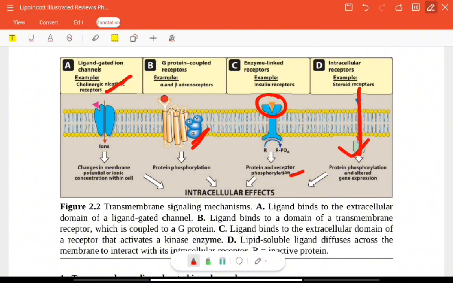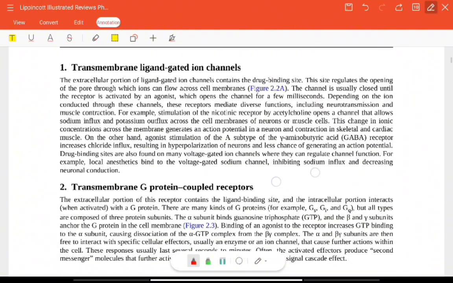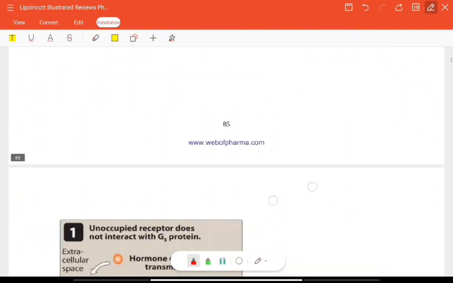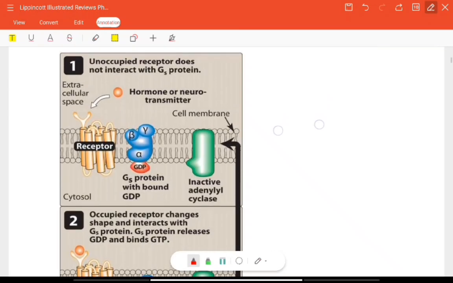In A, the ligand is binding to the extracellular domain of a ligand gated channel. In B, the ligand binds to a domain of a transmembrane receptor. In C, the ligand binds to the extracellular domain, and in D, the ligand diffuses across the membrane. We will not go into the depth of this. We can see here.